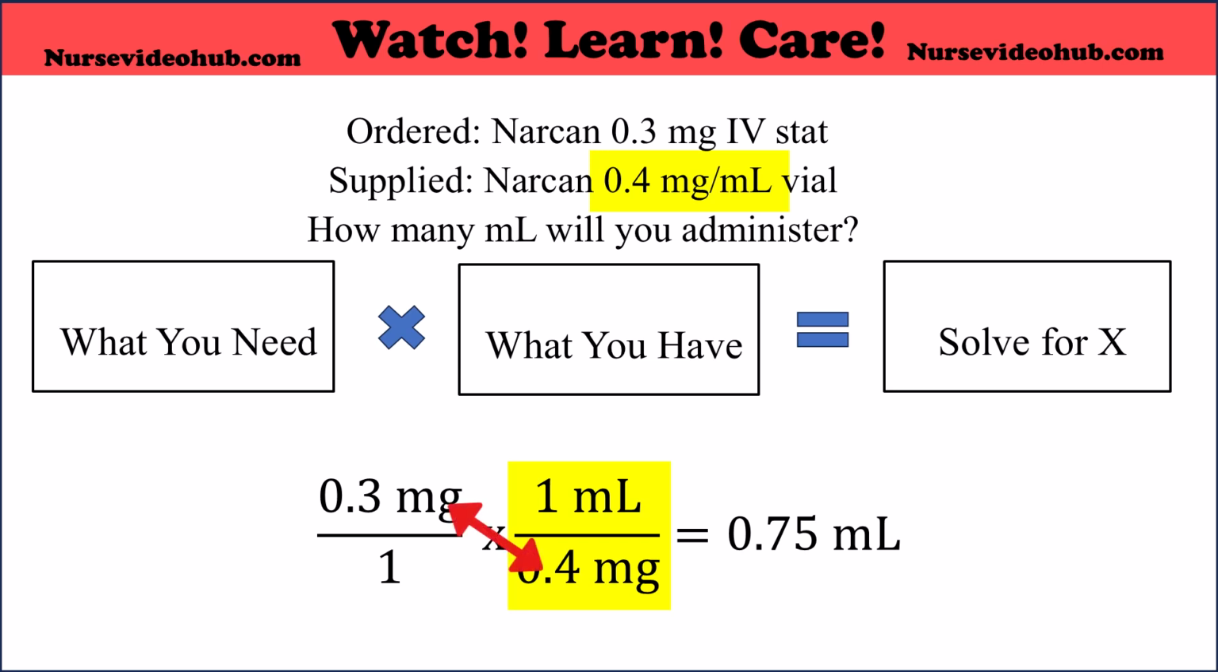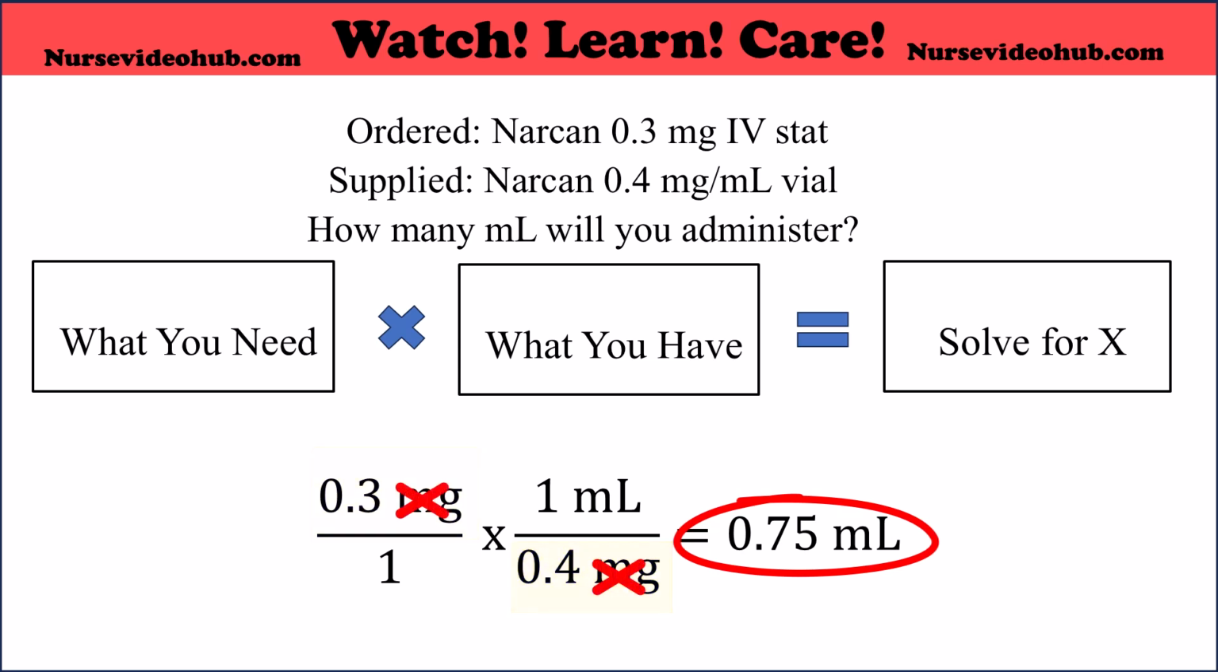over 0.4 milligrams. You calculate the answer by treating the problem as an algebraic equation and multiplying across. 0.3 divided by 0.4 equals 0.75. The milligrams canceled out, leaving you with milliliters. You would administer 0.75 milliliters of the medication to deliver a 0.3 milligram dosage.